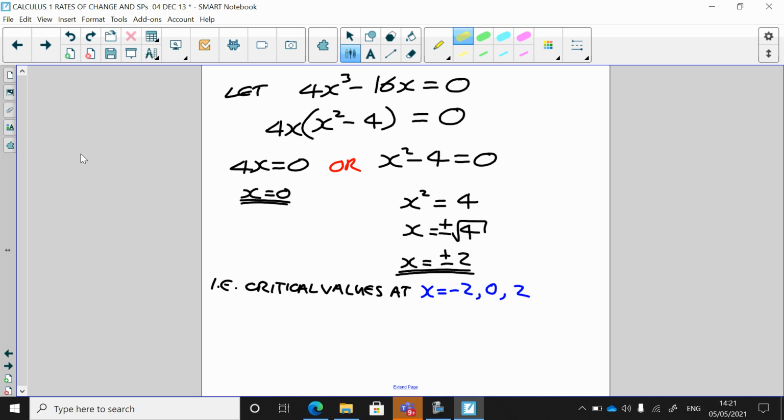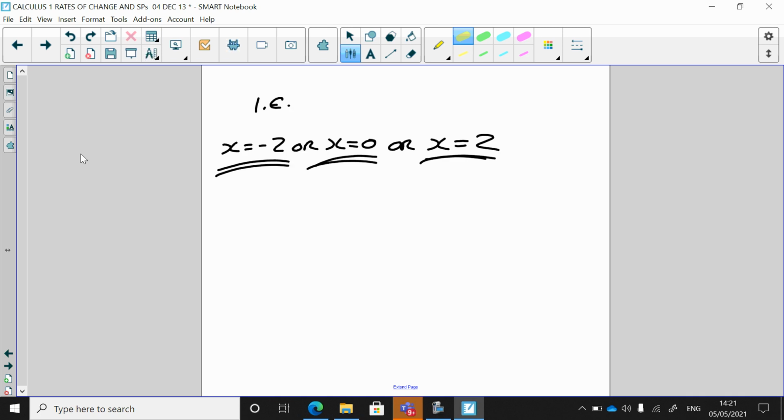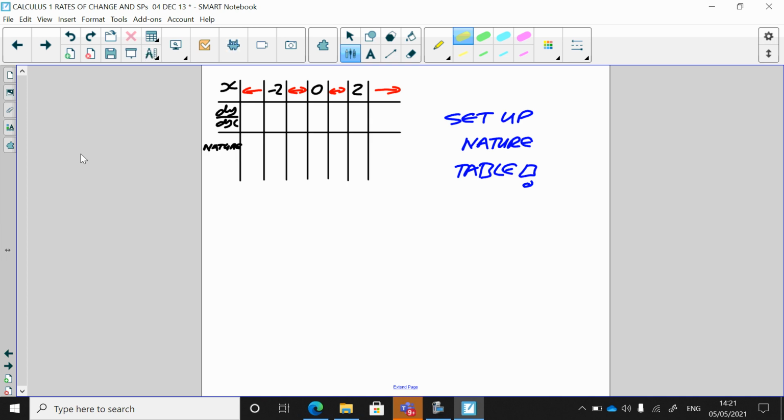Okay, so we're going to take these and put them into a nature table. These nature tables are going to get bigger and bigger. So we'll get 3 values here. There's your nature table: -2, 0, and 2. And look, I've left little spaces in the x row, so I'm just going to pick numbers for them. Again, you pick any numbers you want here. Pick nice numbers. So I've got 3 chosen values of x here that I need to examine. I need to pop them into the derivative.